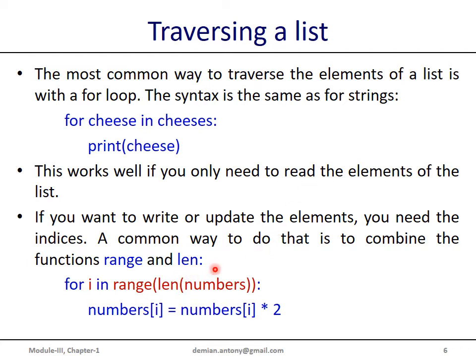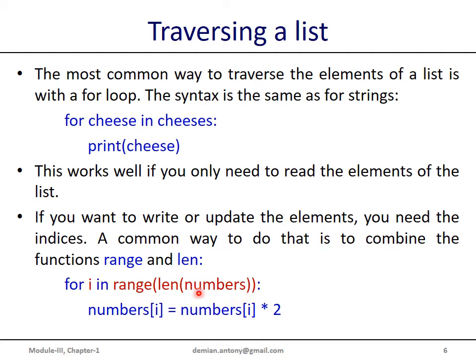One is length, which returns the number of elements present in the list, as well as the function range, which gives the range of indices for a given lower and upper bound mentioned in the function range. If you want to change the elements of a given list, again you use a for statement like this in the example, for i in range of length of numbers. Here if the length of numbers is 4, then the range is from 0 to 3, 4 elements: 0, 1, 2, 3.